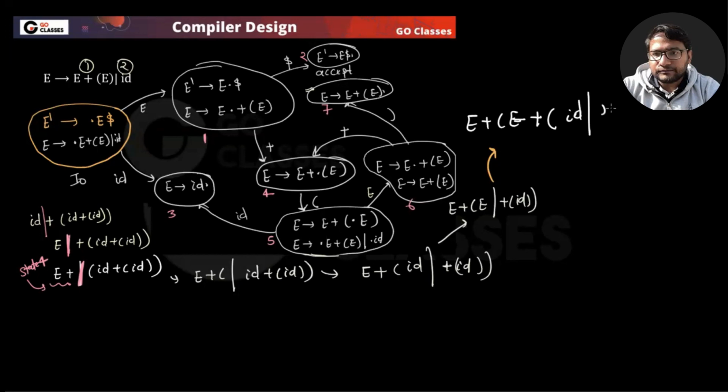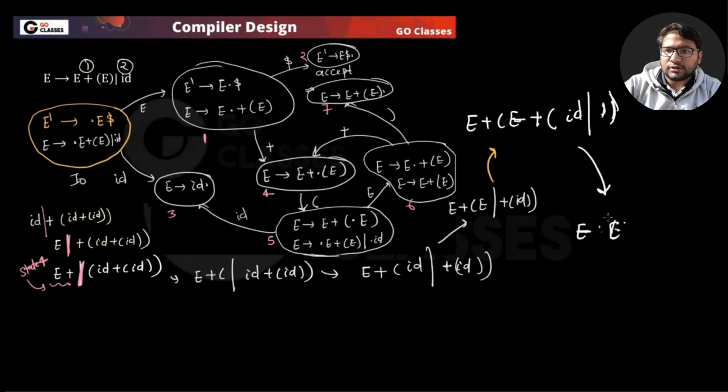So let's just do the reduction. And what will you be getting after the reduction? So this will go to E plus open parenthesis, E plus open parenthesis, and this ID will be what? This ID will be capital E, right? And then can you tell me in which state you are?